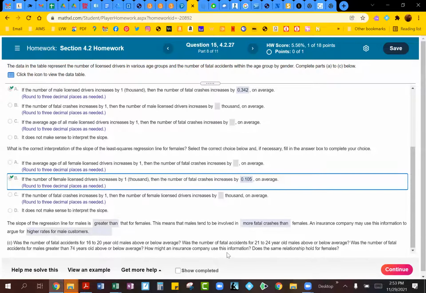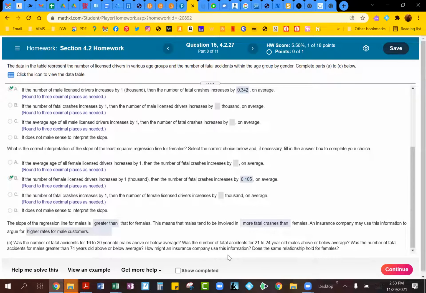Now, this next one is basically breaking it down by age groups. They are saying, was the number of fatal crashes for 16 to 20-year-olds above or below average? Remember, your average for the males is 0.342, for the females is 0.15. So they're saying the number of fatal accidents for 16 to 20-year-old males was above or below average.